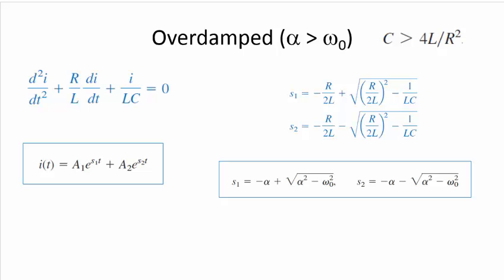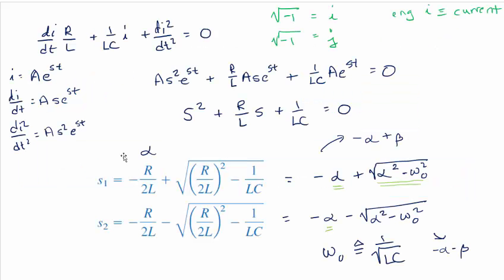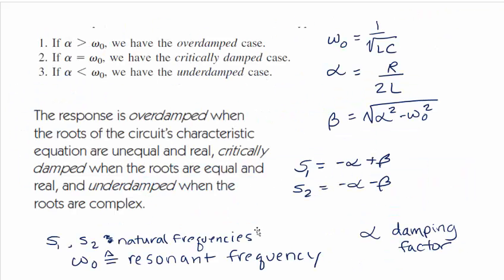The other part of my summary right here is defining these values of alpha. The two roots, S1 and S2, are written in terms of alpha and beta, where beta is this, which has the omega naught embedded in there.